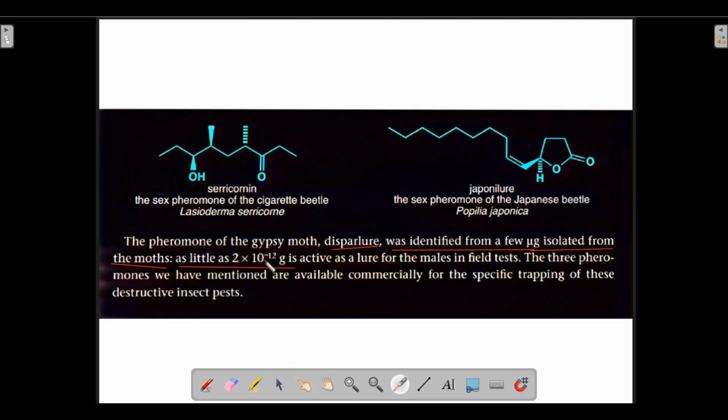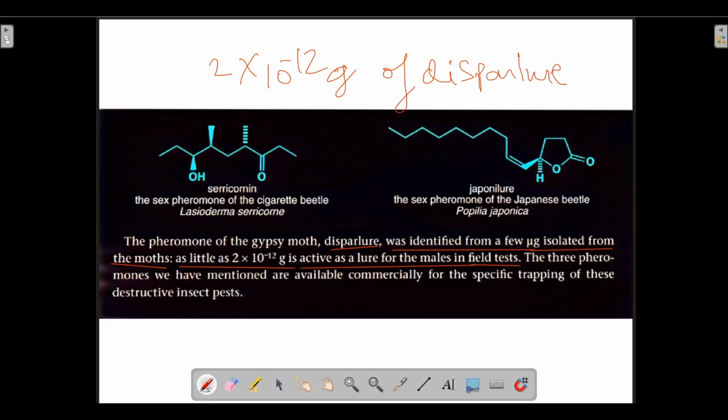It's such a minute amount, 2 into 10 to the power minus 12 gram. As little as this amount is active as a lure for the males in field tests. So males are attracted to even such a small amount of disparlure. Such a tiny amount of disparlure, 2 into 10 to the power minus 12 gram, was able to be detected by males of gypsy moth.